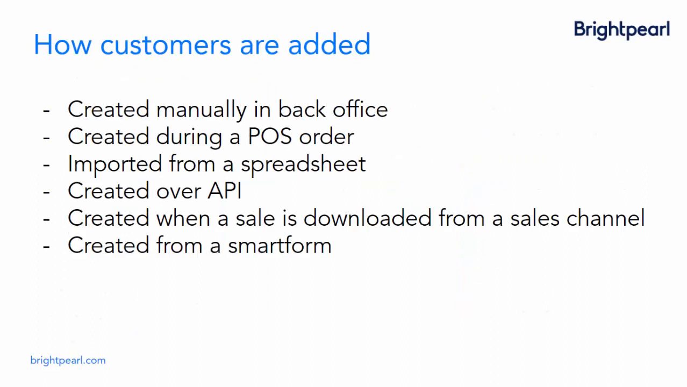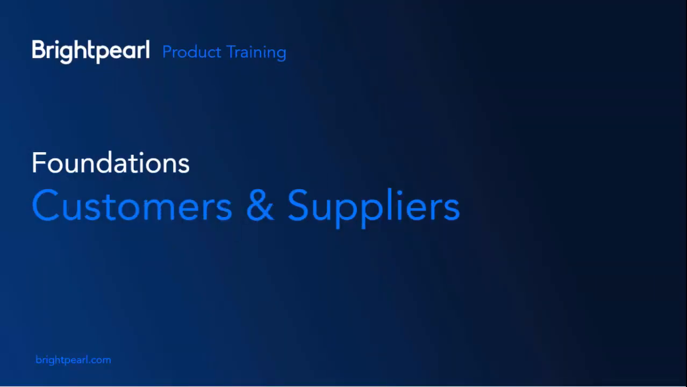Contacts are added to Brightpearl in the following ways: created manually in back office, created as part of a POS order, imported from a spreadsheet, created over API, created when a sale is downloaded from a sales channel, assuming the email address is not found, or created from a smart form, which is an embeddable lead capture form which you can build in Brightpearl. So that's it for customers and suppliers. For more detailed information on how to work with customers and suppliers, take a look at our other training courses.